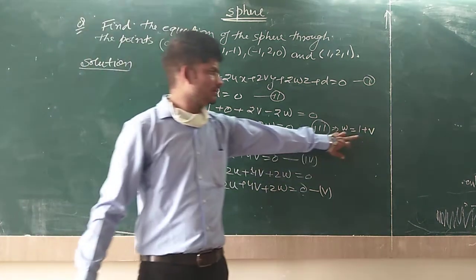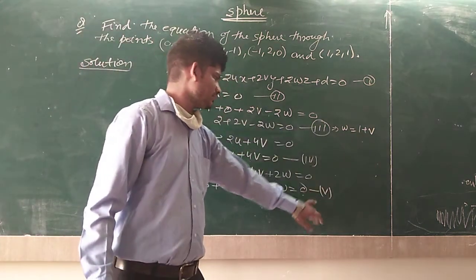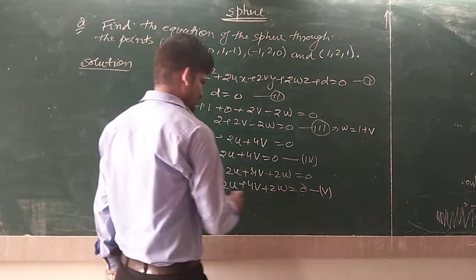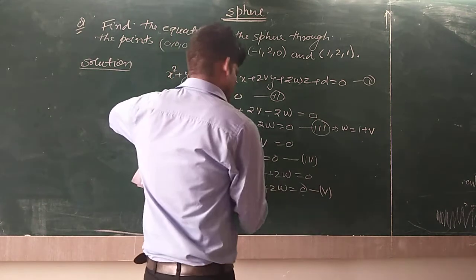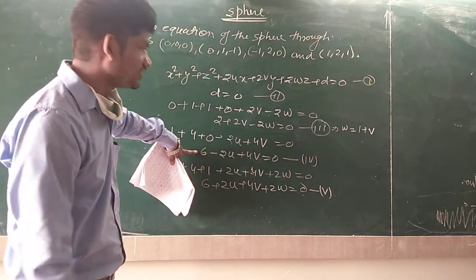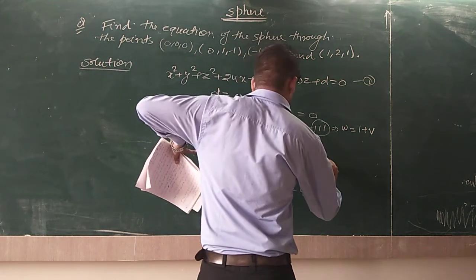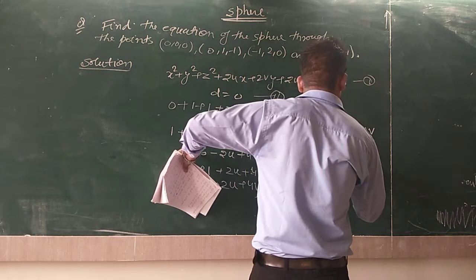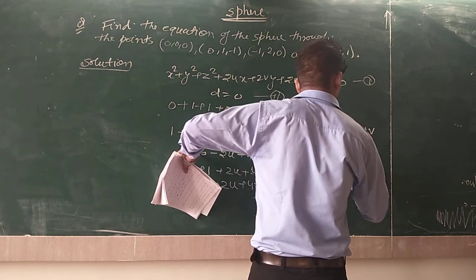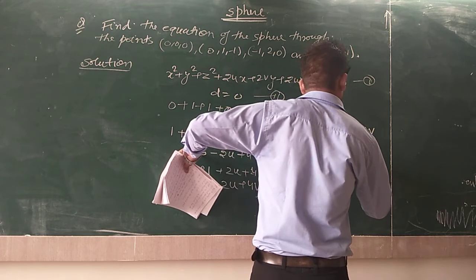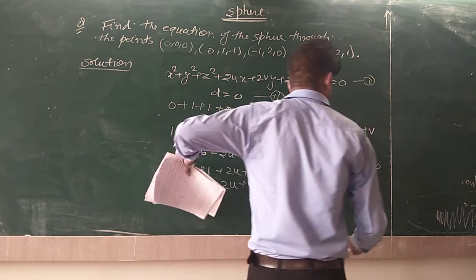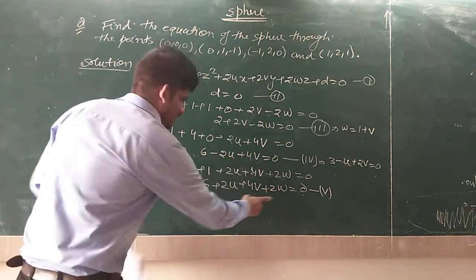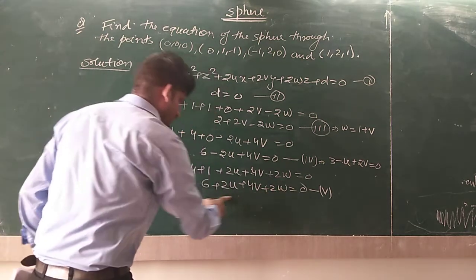Putting the value of w equal to 1 plus v in equations 4 and 5, we get equation 4 not involving w. So equation 4 divided by 2 gives 3 minus u plus 2 equal to 0.